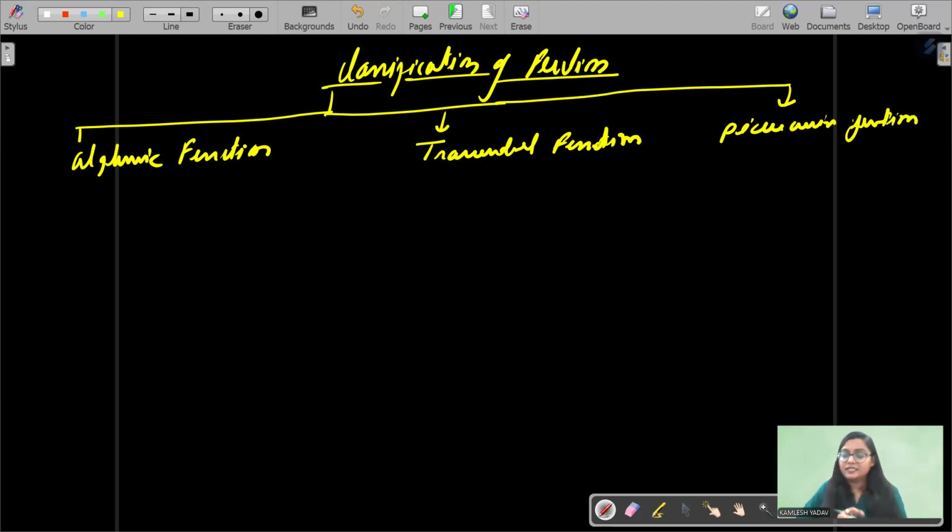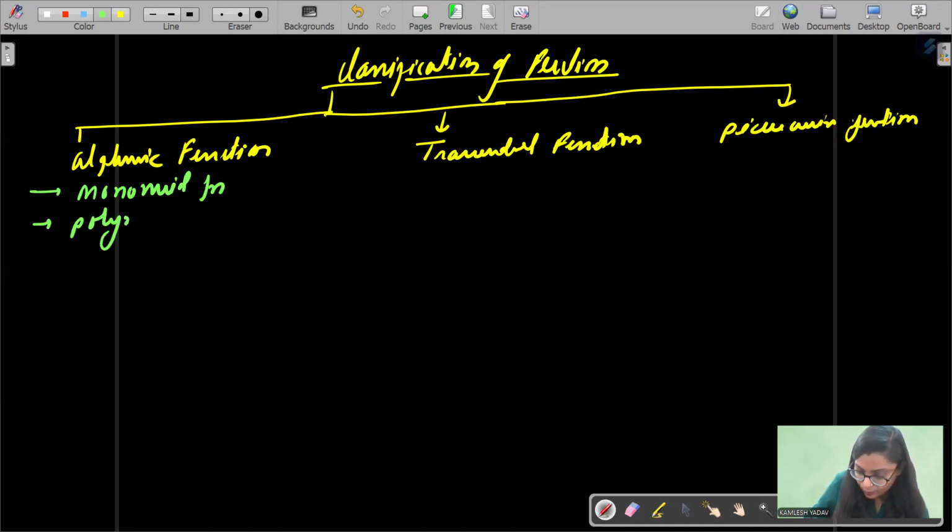So today we will see the details of algebraic function, transcendental function, and piecewise function. And also we draw the graph of the required function and we find the domain and range of the given function. So algebraic function has types: monomial function, second is polynomial function. Today we discuss these functions one by one in detail to find their range, domain, and graph.